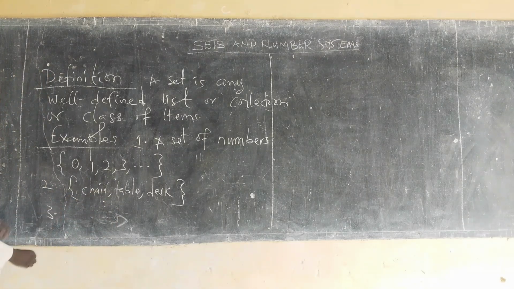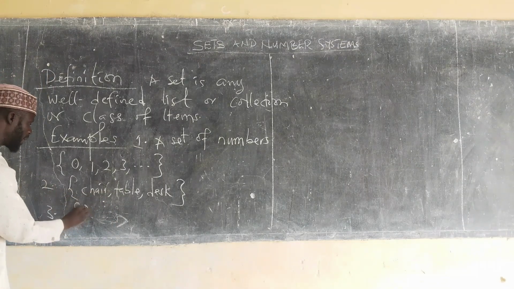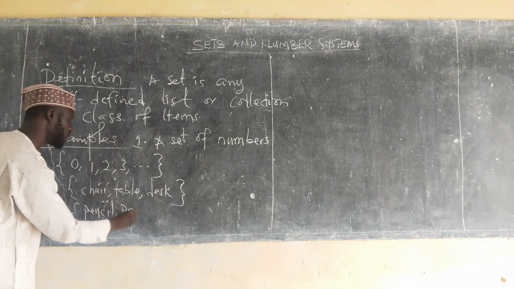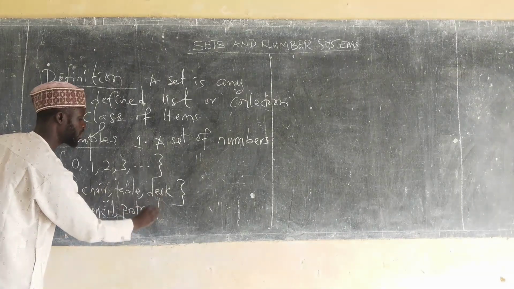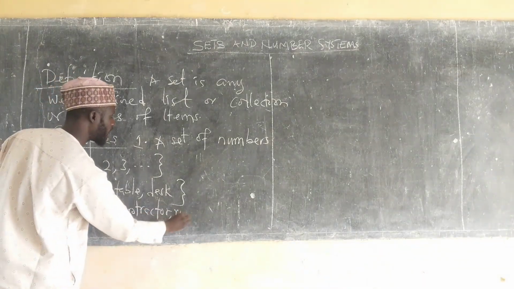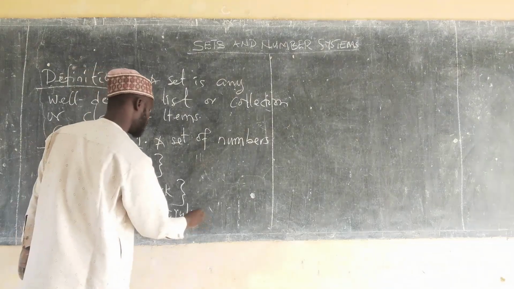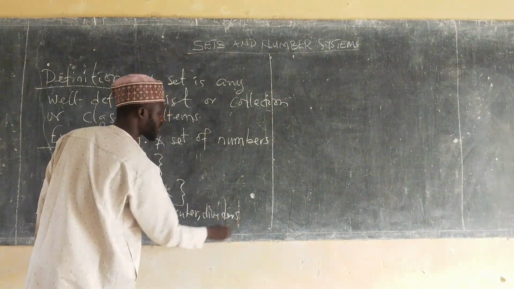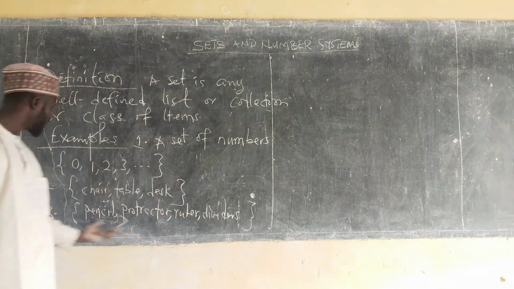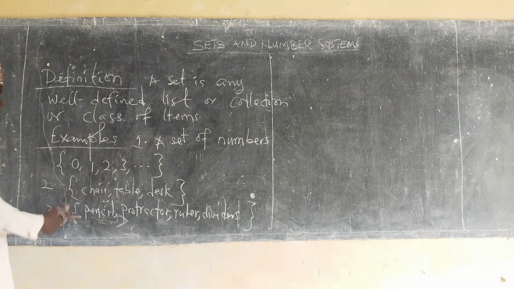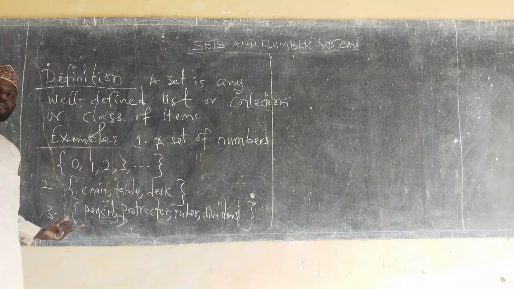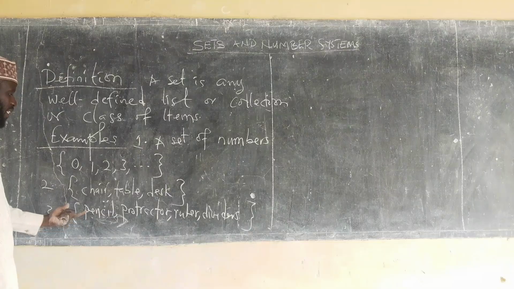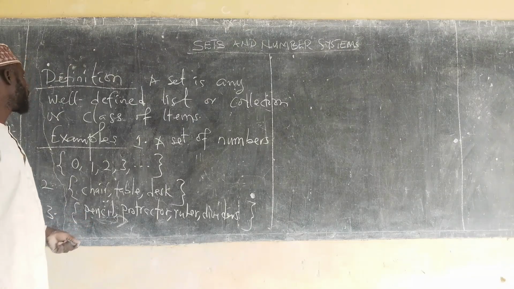So another example is a set containing pencil, protractor, ruler, dividers, and so on. It's a set of mathematical instruments, items in a math set. So that is why we call it a math set, meaning a set of mathematical instruments.